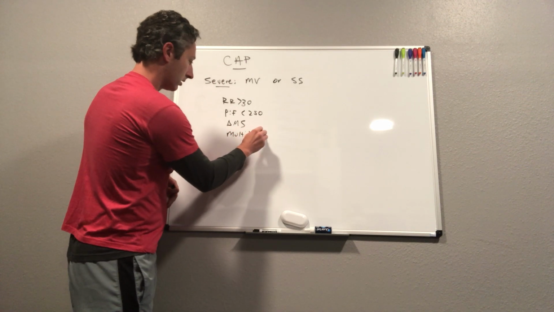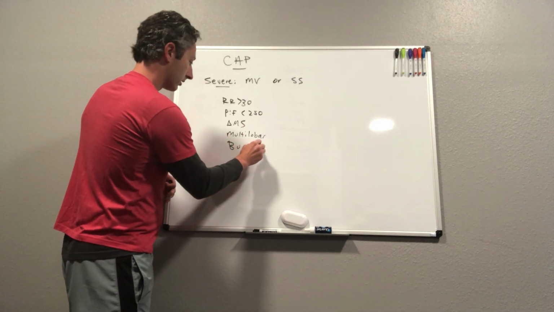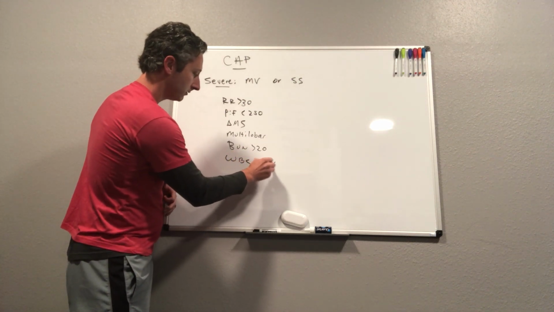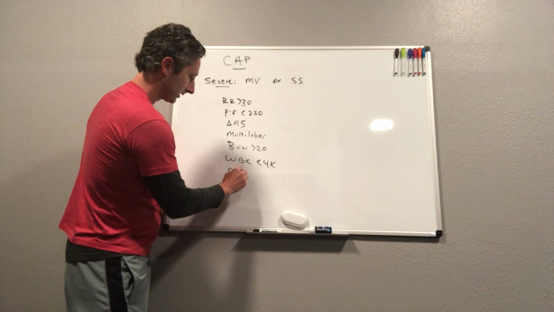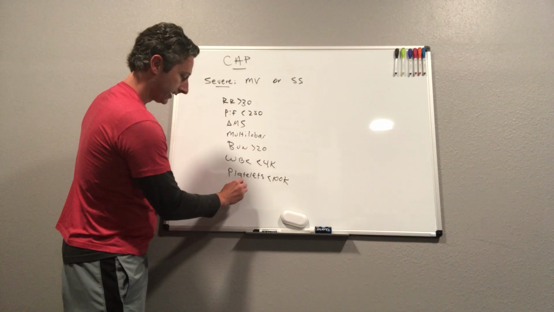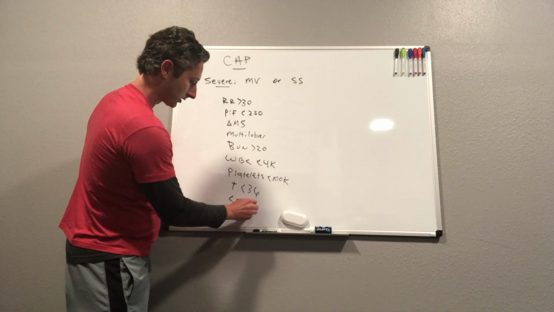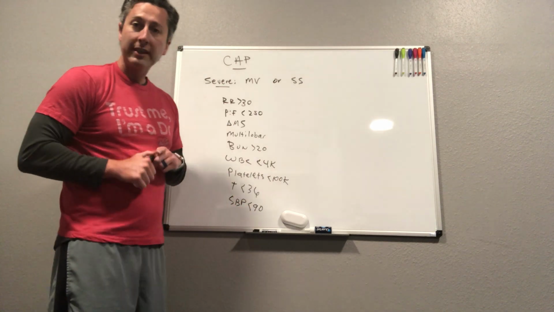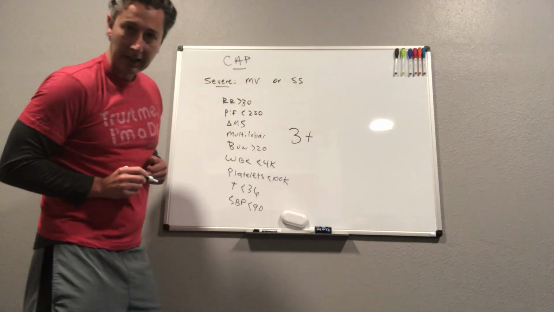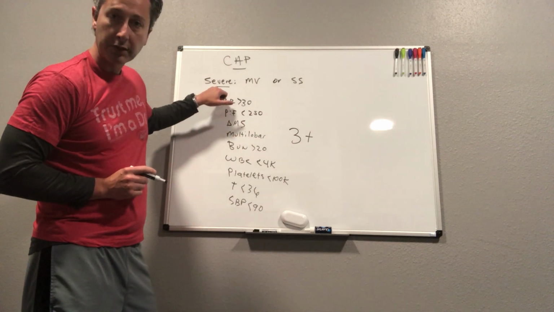Is the pneumonia multilobar? Do I have a BUN over 20? Do I have a white blood cell count under 4,000? Do I have platelets under 100,000? Is my temperature under 36? And do I have a systolic blood pressure under 90? So these are our minor criteria. And if you have 3 or more of these minor criteria, then by definition, you have severe community-acquired pneumonia.